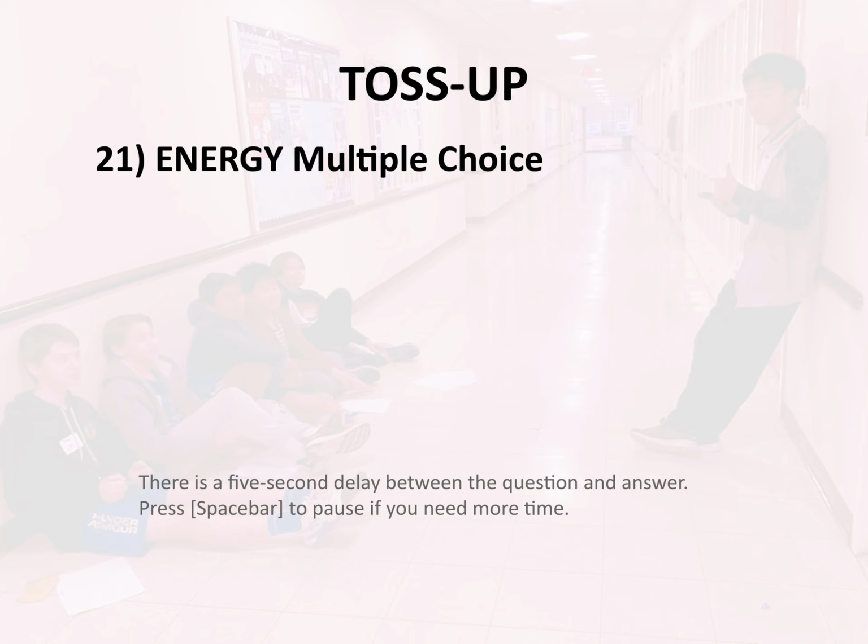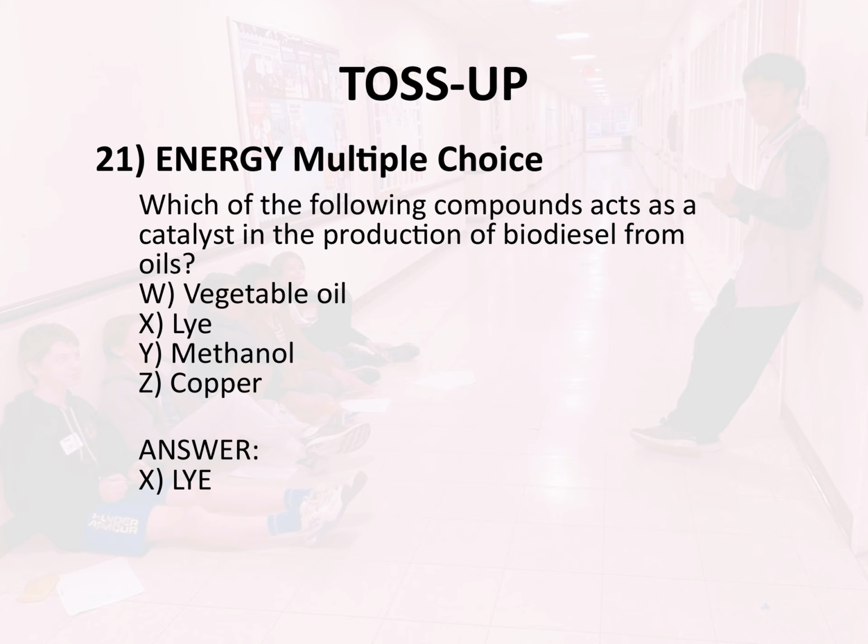Toss-up 21. Energy multiple choice. Which of the following compounds acts as a catalyst in the production of biodiesel from oils? W. Vegetable oil. X. Lye. Y. Methanol. Z. Copper. Answer: X. Lye.